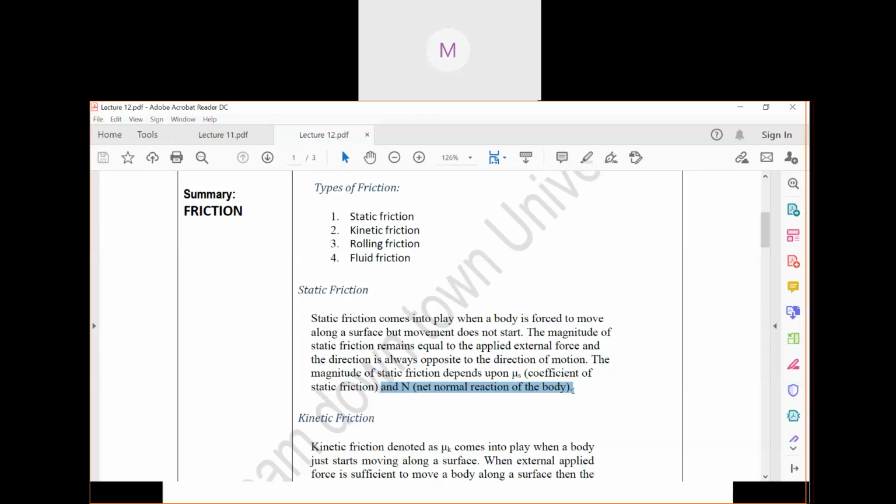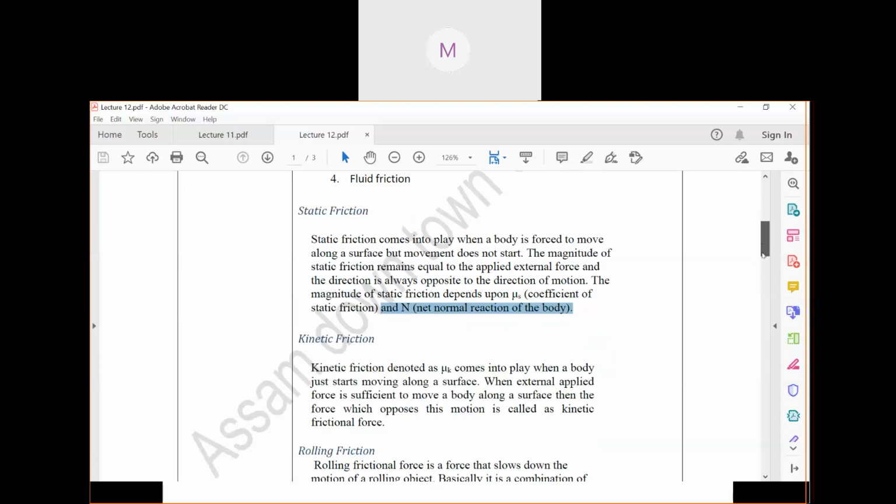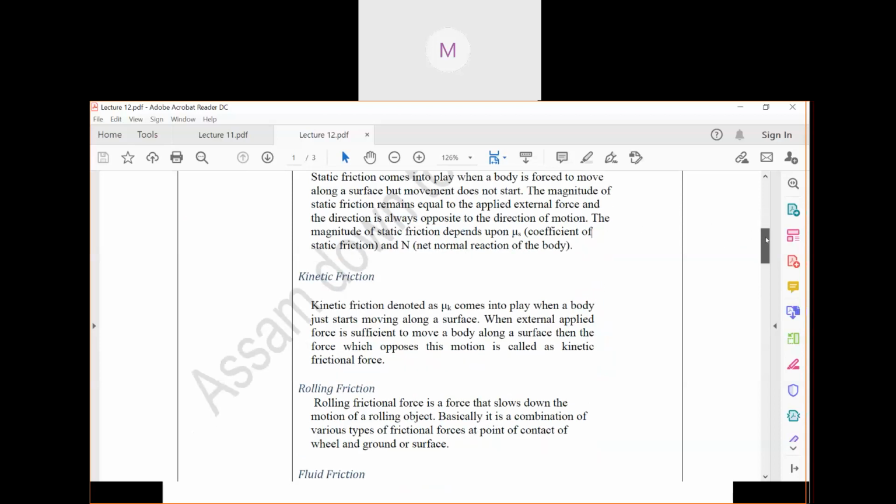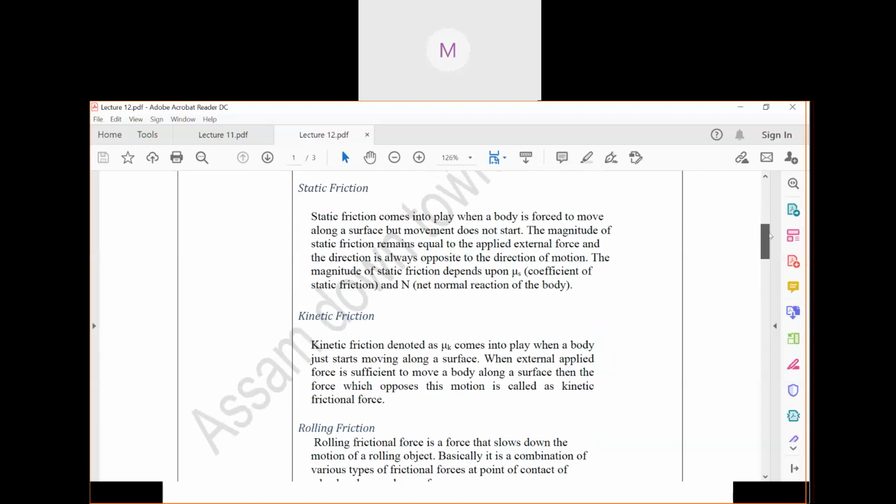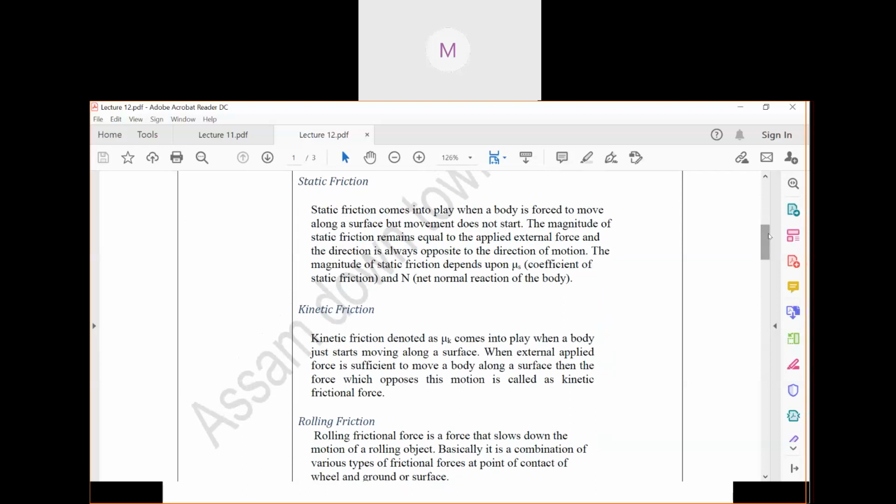Is it okay? Okay, so now after going through this one, we just go to the next one. That means in static friction, static means what? The body remains static. That means there is no movement, right? So if there is no movement, then the body is static. So this is known as static friction.